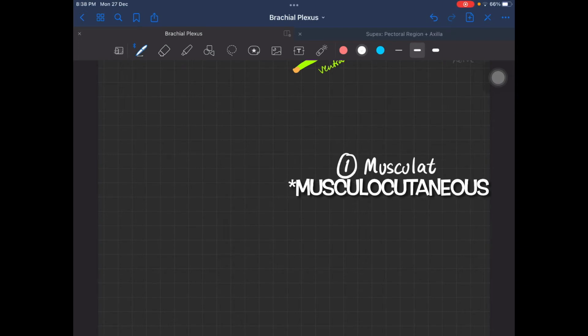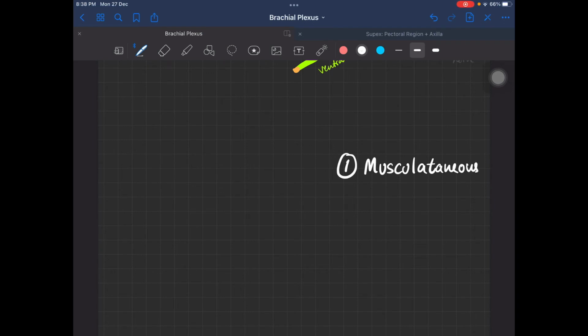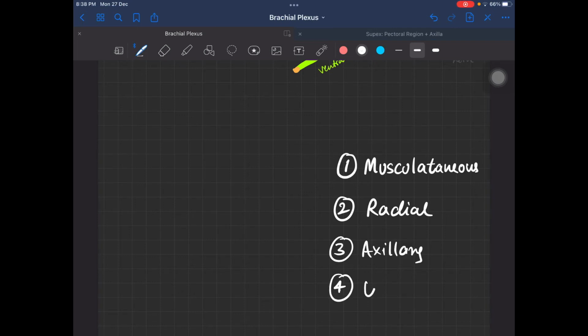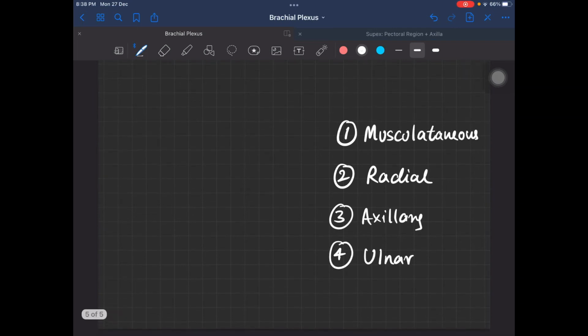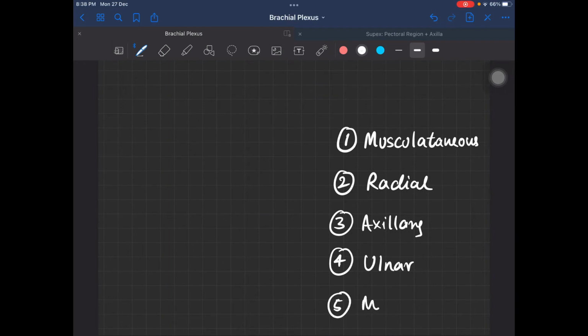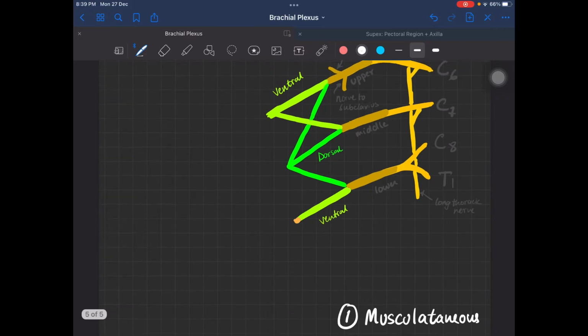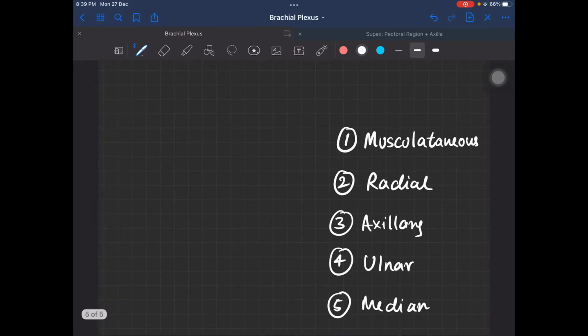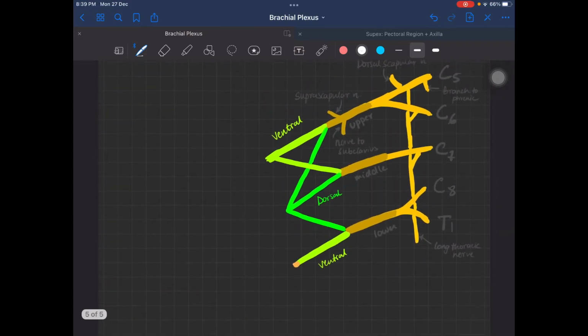The first nerve is the musculocutaneous nerve. These terminal branches actually enter the arm. Then we have the radial nerve, the axillary nerve, the ulnar nerve, and the median nerve. So these are the most important 5 terminal branches which we will draw soon. There are obviously other branches which we will also discuss.